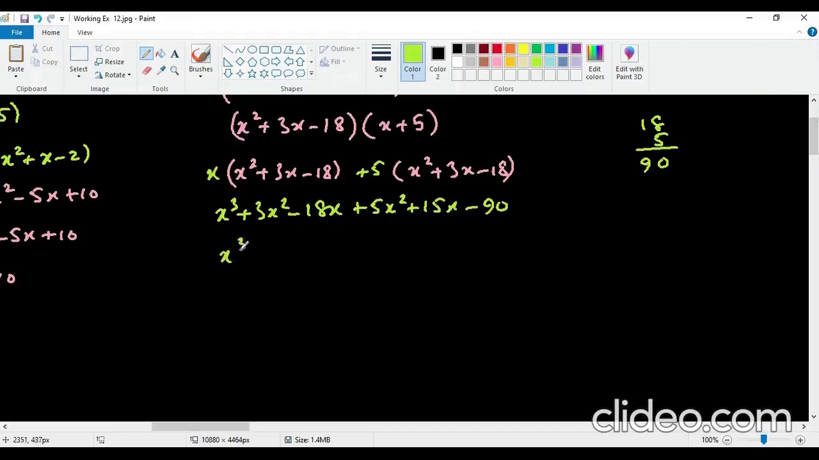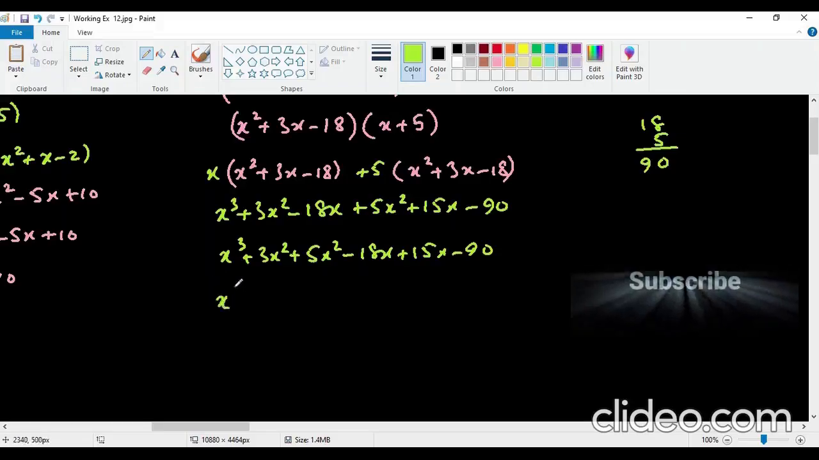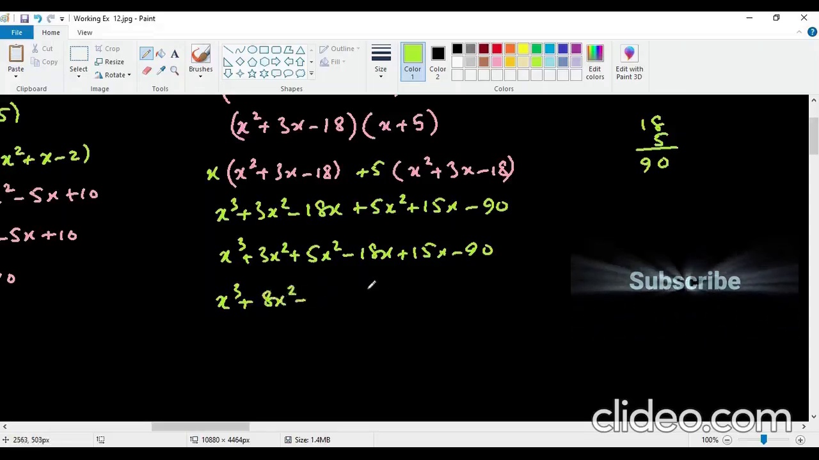x cube, not 15, it is plus 3x square plus 5x square minus 18x plus 15x minus 90. Now like terms are together, so we can simplify easily. 8x square minus 3x minus 90 is going to be your final answer.